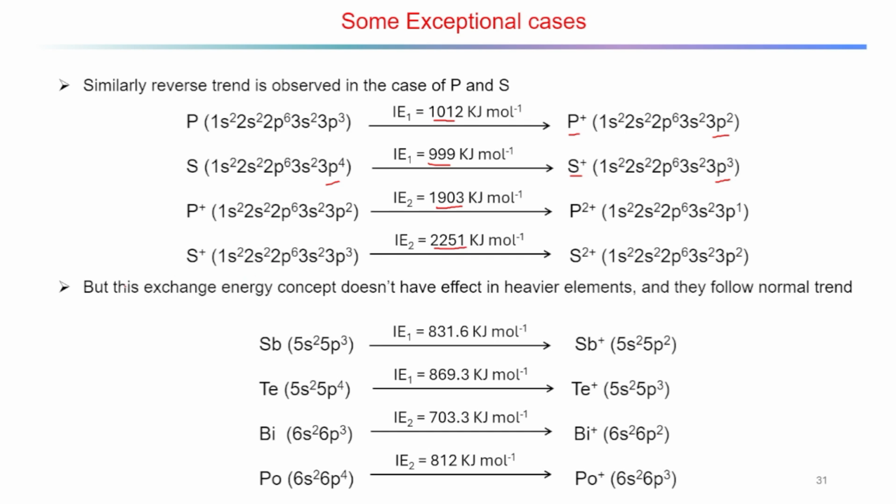But this is not universal, okay? This concept of exchange energy and gaining stability through exchange energy works well in case of lighter elements. So this exchange energy concept does not have an effect in the heavier elements, and they follow the normal periodic trend. So if you go along the period from left to right, it will increase.